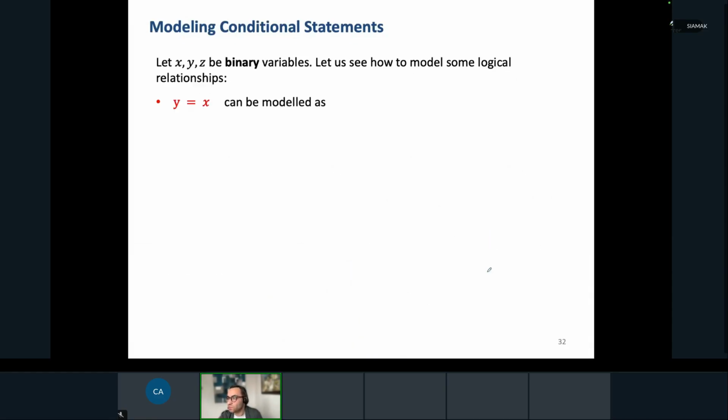Here, we have some conditional statements I wanted to talk about before we leave. When x and y are equal to each other, if you want to make sure that when y is equal to 0, then x is also equal to 0, or the other way around, you have to write it as x equal to y. This is something which is very simple.